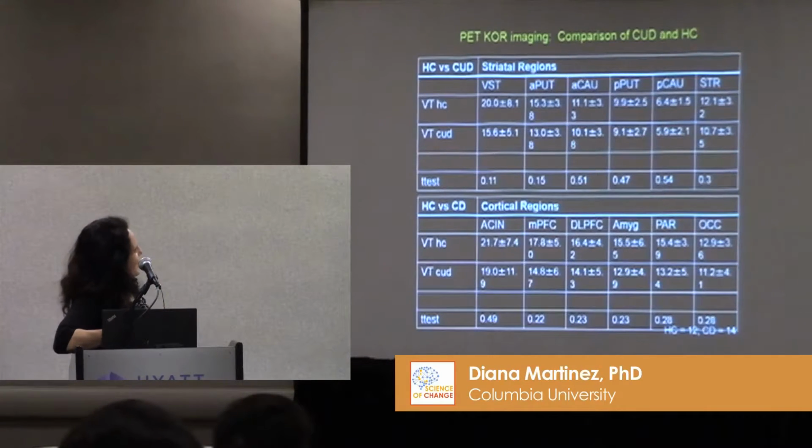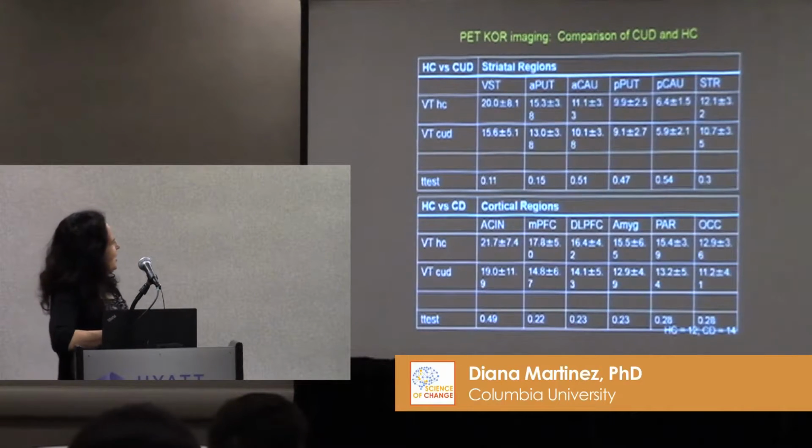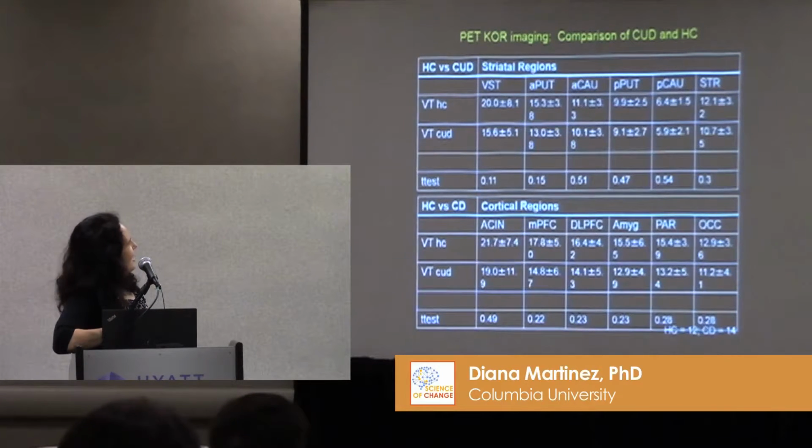So I'll spare you all the more gruesome details of the study, but it was tough. Our first outcome measure is just comparing kappa receptor availability between cocaine-dependent individuals and healthy controls. To make a long story short, we saw no difference between the two groups. This was unexpected. We expected cocaine abusers to have a higher kappa receptor binding compared to the controls because that's what we saw in the postmortem study, but we actually saw no difference.